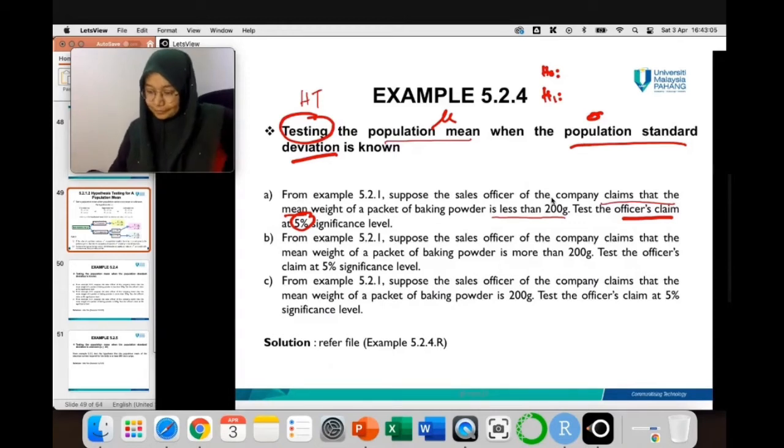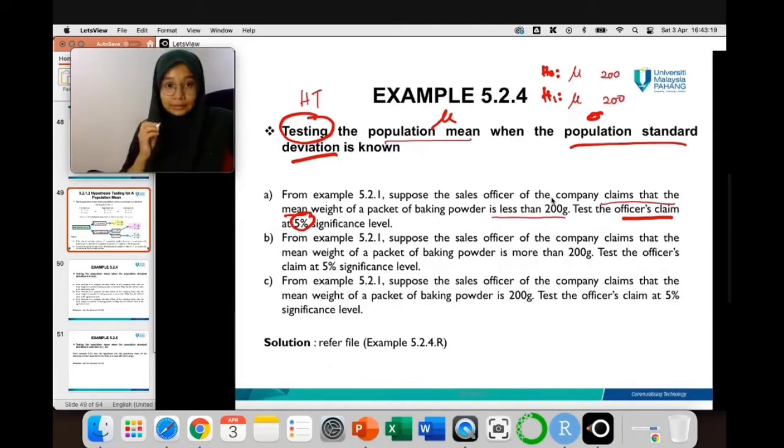Mu is greater than or equal to 200. This symbol is mu, right? Okay. So, what is the value for this symbol? 200. The keyword here is less than. Less than, duduk dekat H null ke dekat H1? H1. So, kalau H1 less than, what will happen to the H null? Greater than or equal.